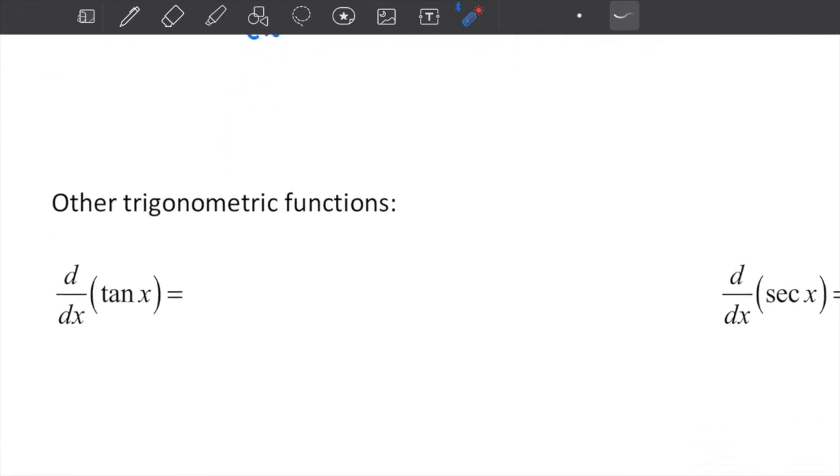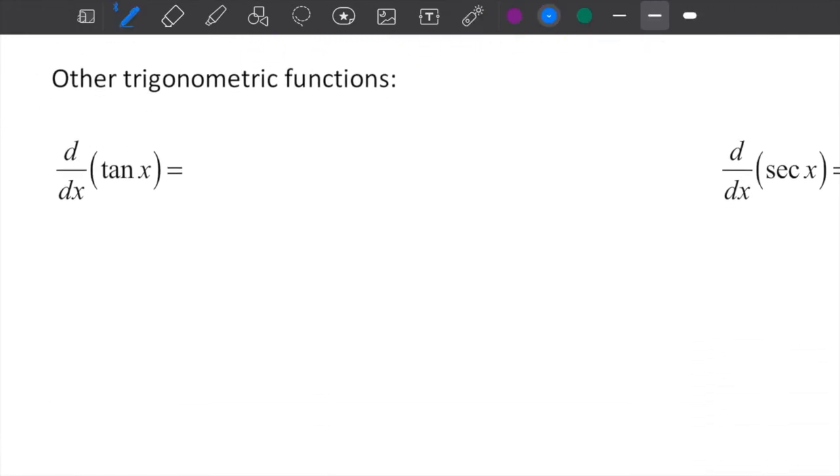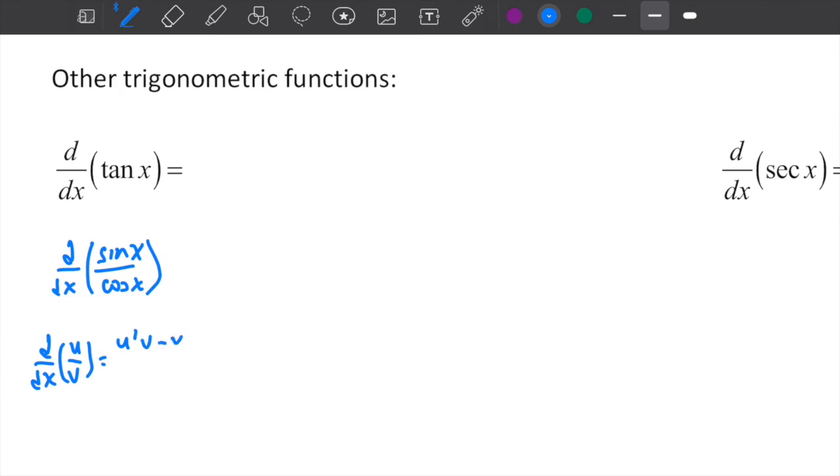Let's try those other functions. Tangent now. Deriving this, I'm going to recall the tangent can be rewritten as sine over cosine. That's a quotient, using our quotient identity. Now, derivative of a quotient, remember, d dx of u over v is derivative of the top times the bottom, subtract the derivative of the bottom, multiply by the top, all over the bottom squared.